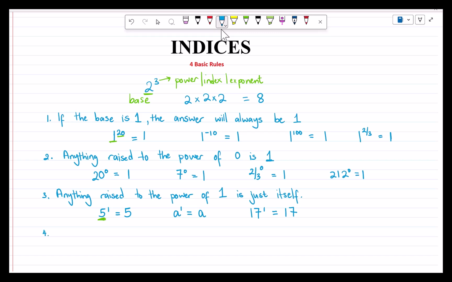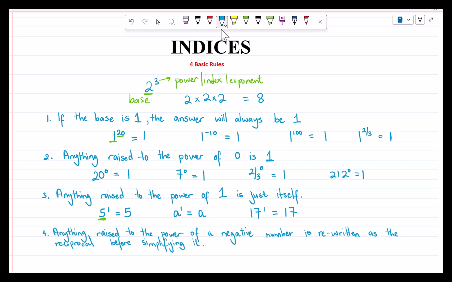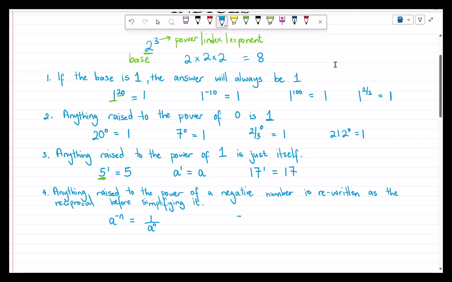And then rule number 4, anything raised to the power of a negative number is rewritten as the reciprocal before simplifying it. We are going to delve deeper using this rule in the videos to follow. So what I mean by this, if we have, for example, a to the power of negative n, our answer would be 1 over a to the power of n. So the n becomes positive when you rewrite it as a reciprocal. And if we have 5 to the power of negative 1, we would rewrite it as 1 over 5 to the power of 1. And lastly, if we have 7 to the power of negative 2, we'll rewrite it as 1 over 7 to the power of 2.